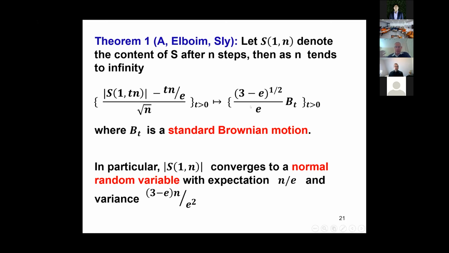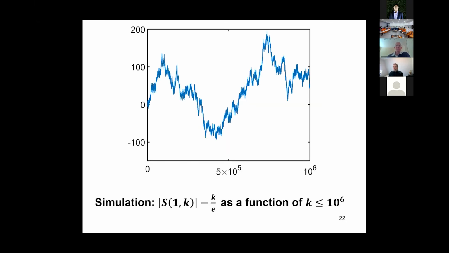And you see in particular, it tells you that the size of S1n at the end converges to a normal random variable with expectation n over e and variance (3 minus e) n over e squared. But of course, it says much more. It says also that what happens up to time tn and what happens between time tn and time t'n is kind of independent. Namely, it really behaves like a random walk with some tiny steps. Here is a simulation, actually.